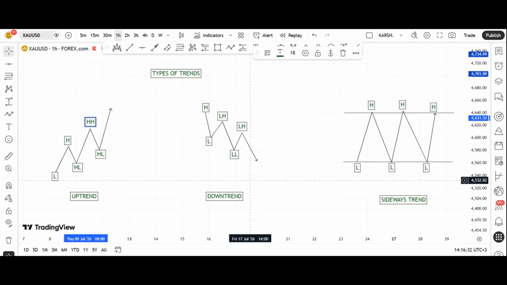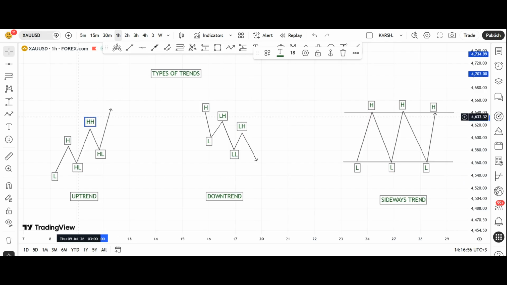If the trend is your friend and you have to follow the trend, you must be able to identify the different types of trends. We have three different types of trends in the forex market. The first is the uptrend, the second is the downtrend, and the sideways trend is the third.